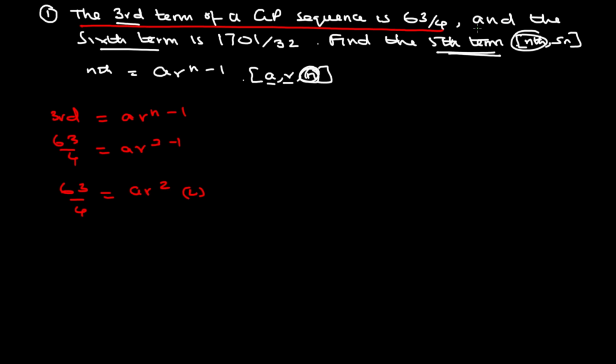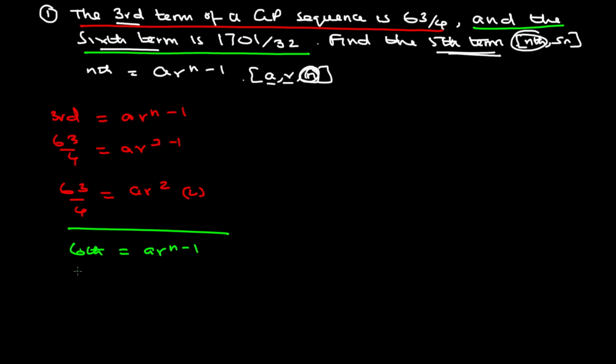The second portion says, and the 60th term is that. So we work just with that statement. And that statement says our 60th term, okay, is going to be AR^(n-1) as well. Then we are going to say that the value, which is 1701 over 32, is going to be equal to AR. This time is going to be 6 minus 1, which is 5. And this will become our equation number 2.